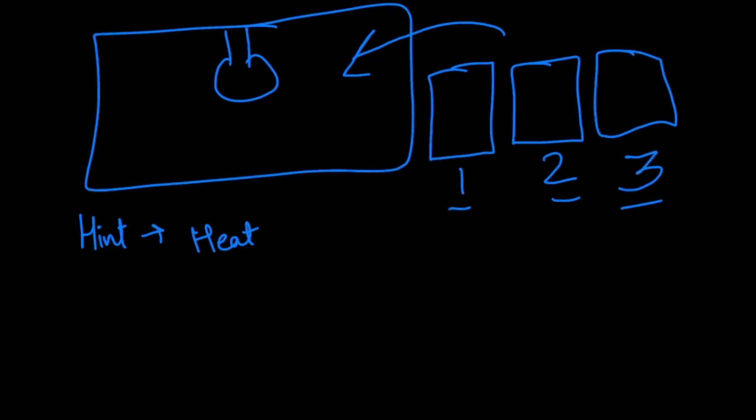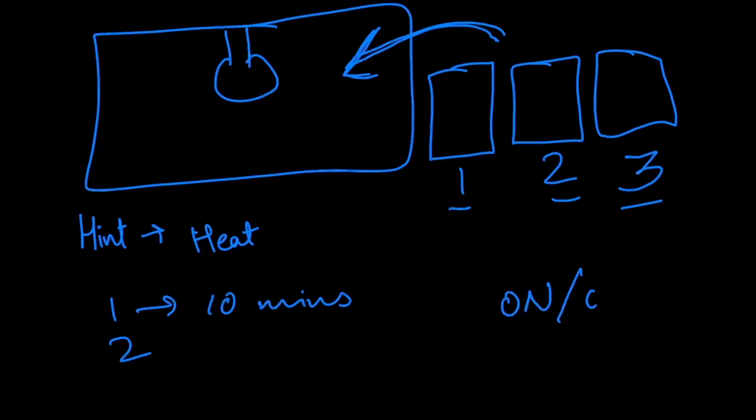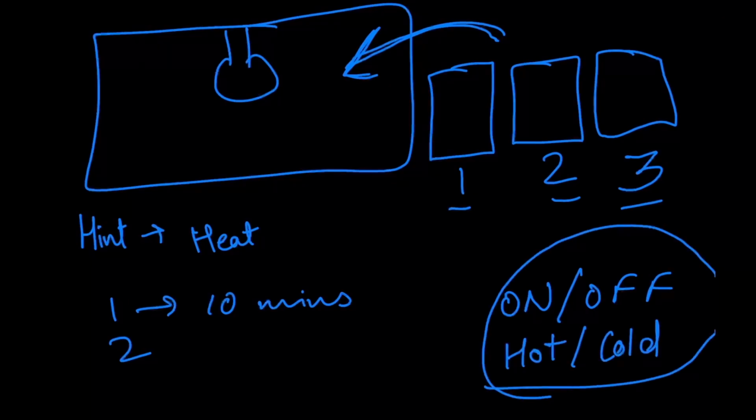Okay, so this solution goes something like this. Basically, you turn on any one of them for 10 minutes. So let's say you turn on one for 10 minutes and then you switch it back off. And then you turn on two instantly. And then you go inside the room and check the state of the bulb. According to the state of the bulb, that is, if it's on or off, and if it's hot or cold, these become four different possibilities, and each possibility would lead to a specific answer.